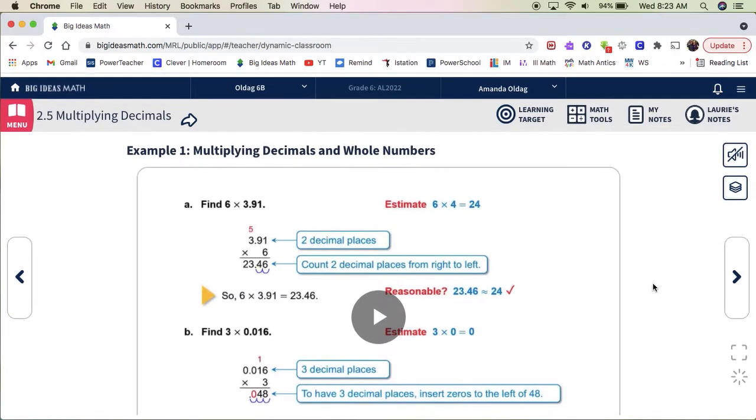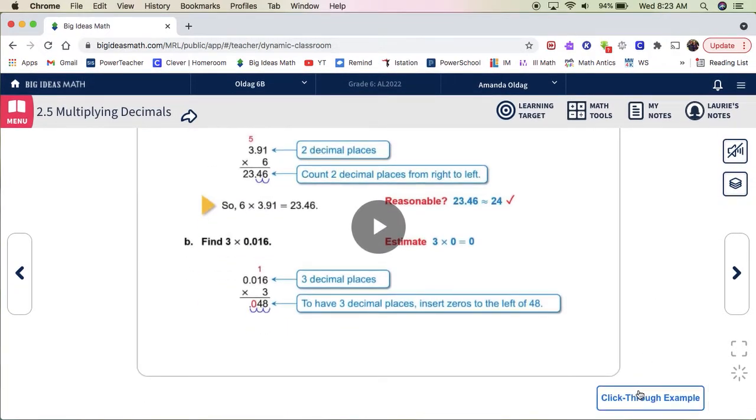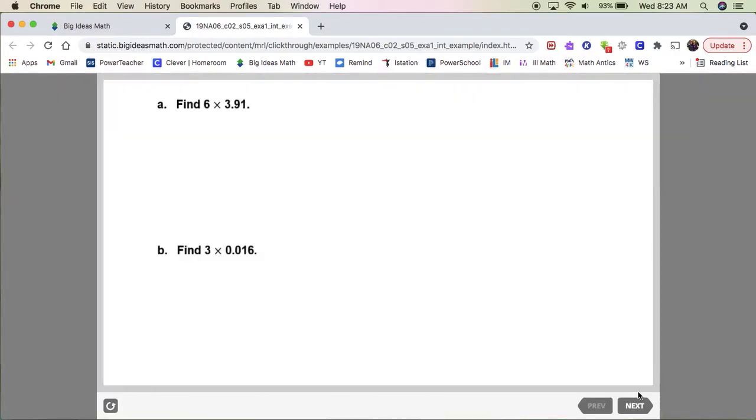We're going to look at example 1. We're going to find 6 times 3 and 91 hundredths, which is close to 6 times 4, so our answer should be close to 24. Notice you put the number on the top that has the most digits. It doesn't matter that 6 is actually greater than 3 and 91 hundredths. The number with the most digits goes on the top.